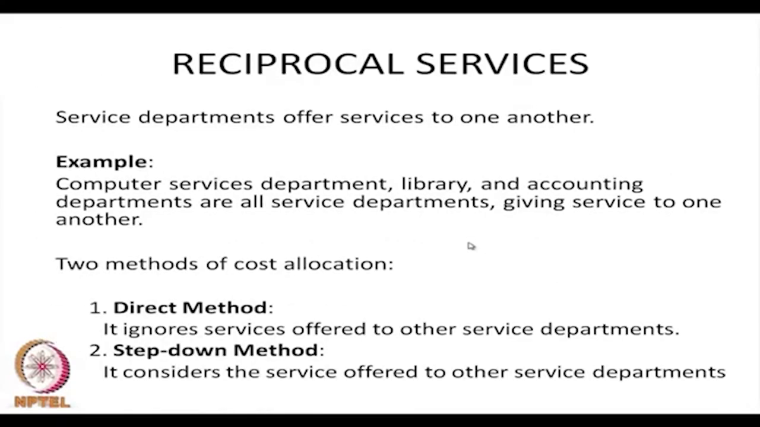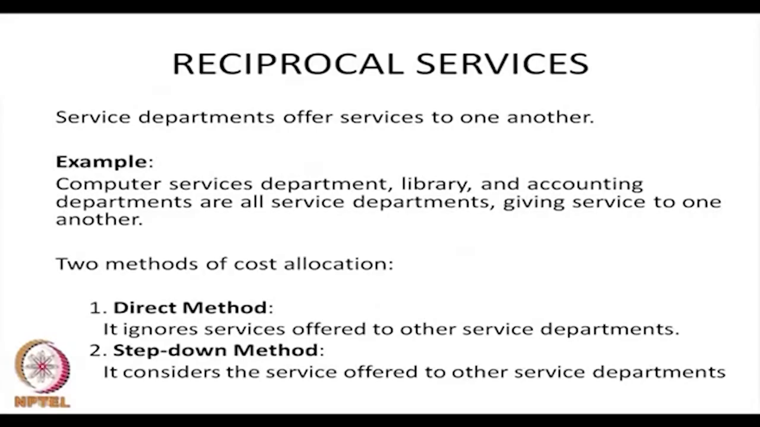Now, we come to a very interesting case of service departments offering services to one another. Let us say in the case of a university, we have computer services department, we have a central library, we have accounting department, we have establishment section. All these are service departments and they give service to one another as also to the operating departments. Now, in such cases, we say that reciprocal services are offered by the service departments. Now, how to therefore allocate cost of these service departments?